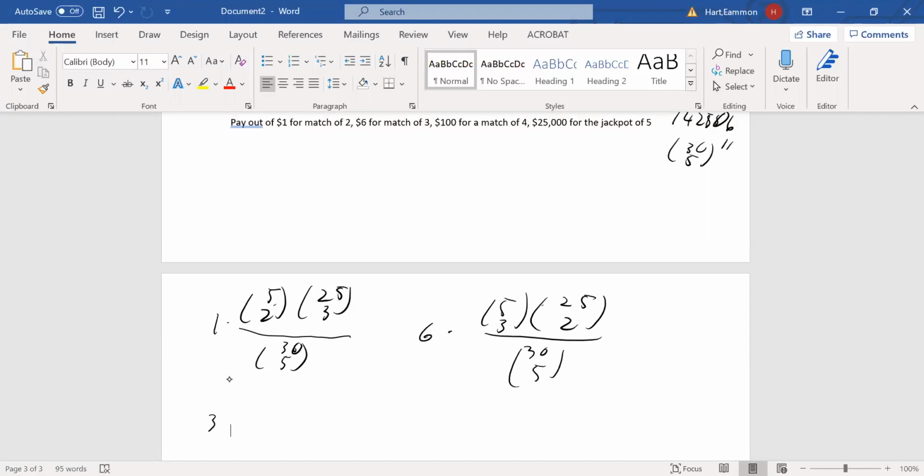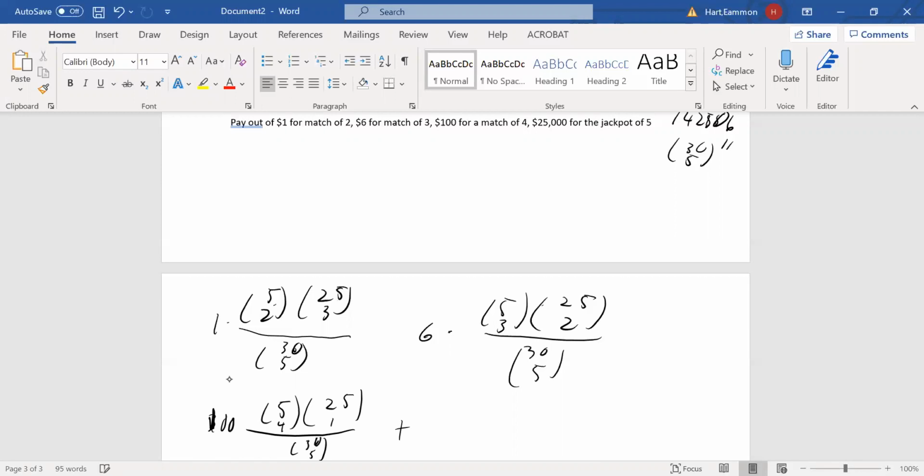And then the odds I pick 4. So that's the $100. The odds I win $100 is 5 choose 4, times 25 choose 1, divided by 30 choose 5.